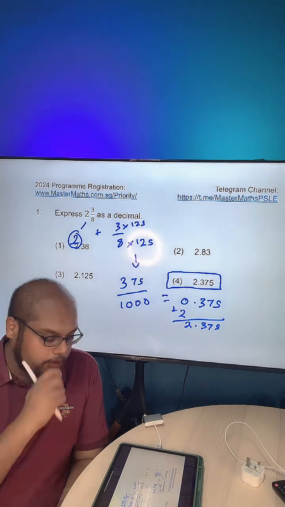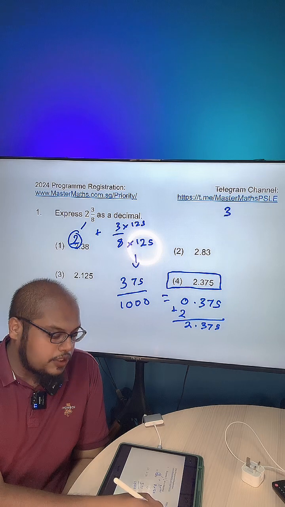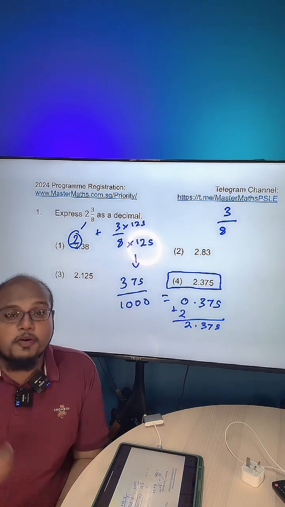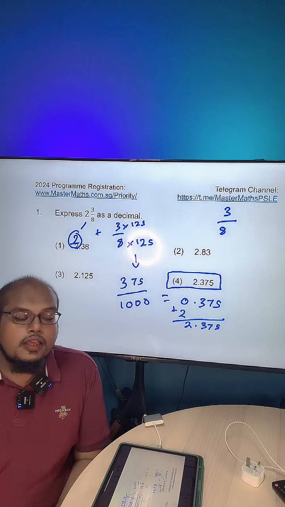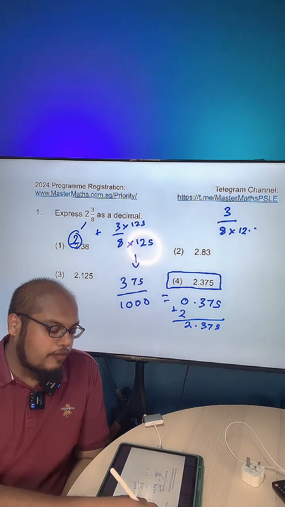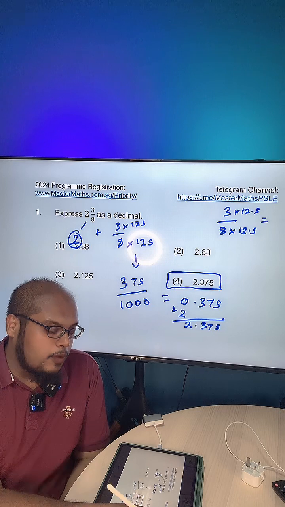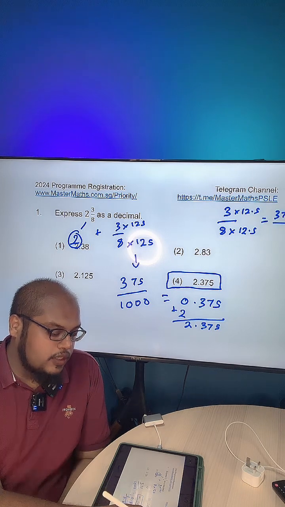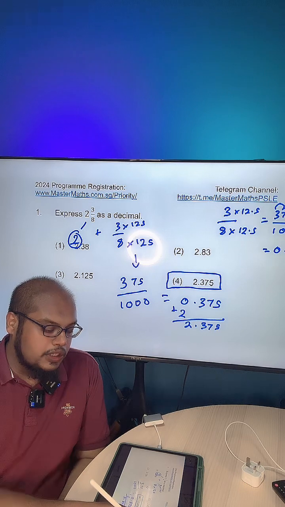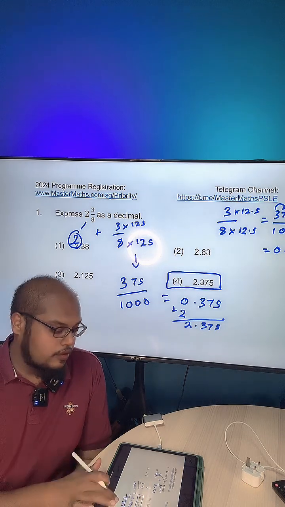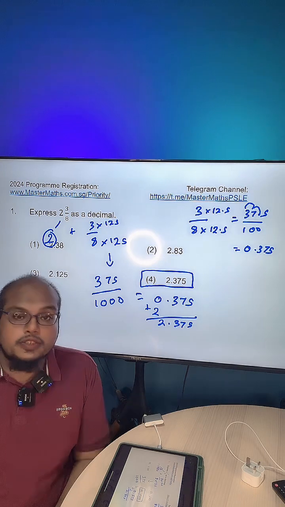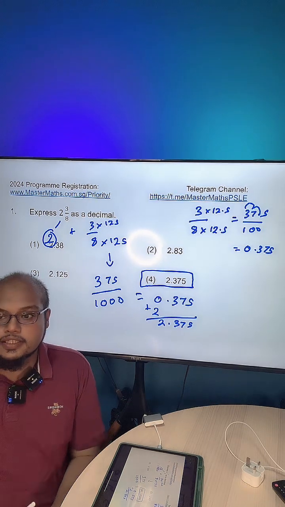Why can't we make it 200? You can. However, if you want to make it 200, you must have it at the top of your mind, especially if this is not a Paper 2 question, what to multiply to make it 200. The way is to multiply by 12.5, 3 times 12.5 and 8 times 12.5, and we will get 37.5 over 100. Then we shift the decimal place 2 times, and we will get 0.375. That's another way, but if you want to make it 1000, it's also okay. Remember, 1000 is just 3 decimal places.